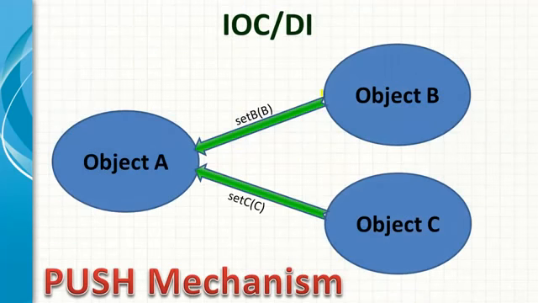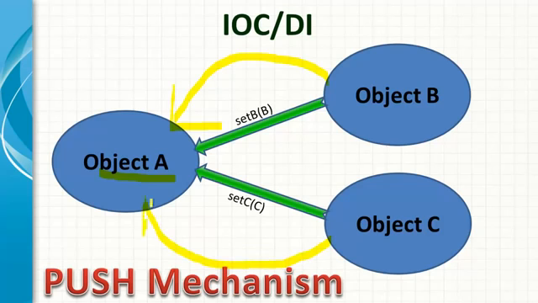And what is this? Object A needs it, object A will be provided. Object A needs object C, object C will be injected. So this is called dependency injection.